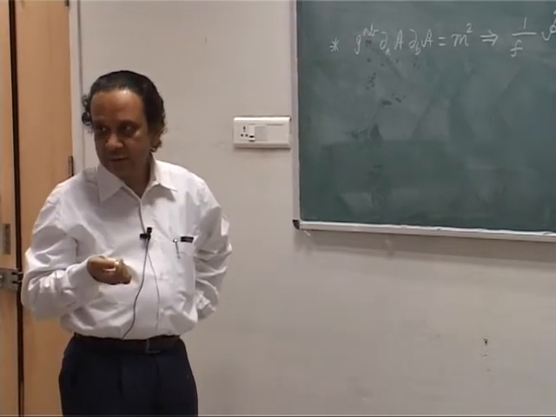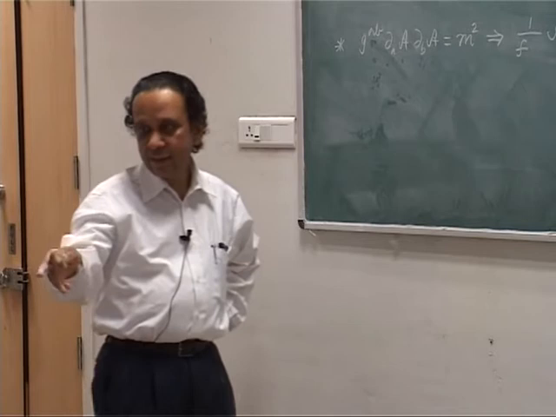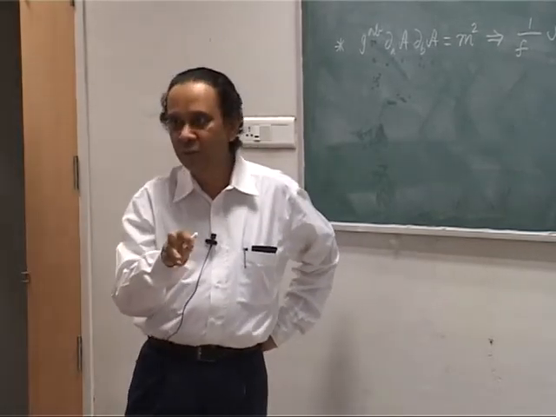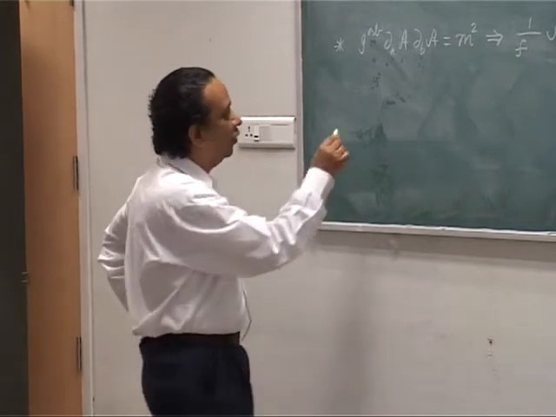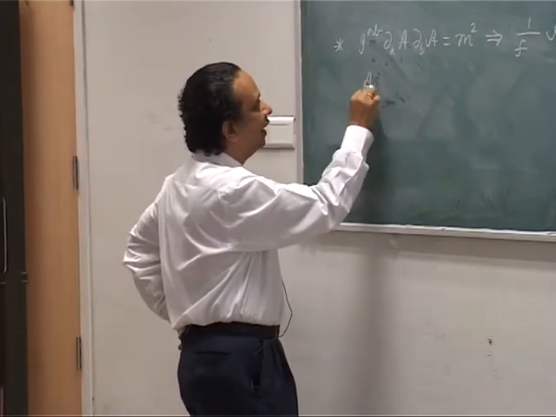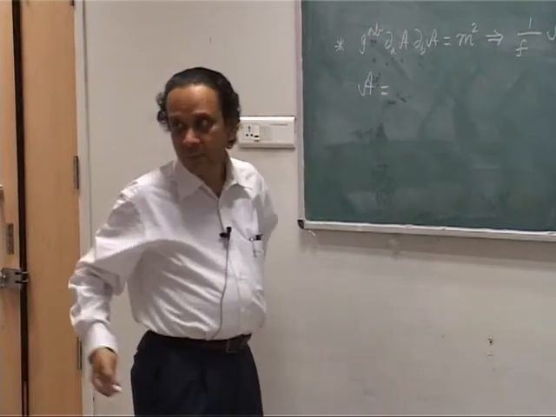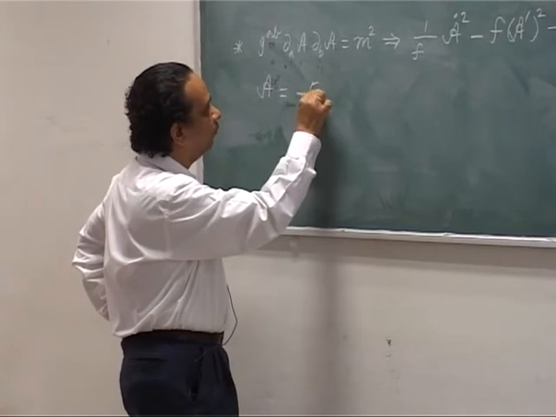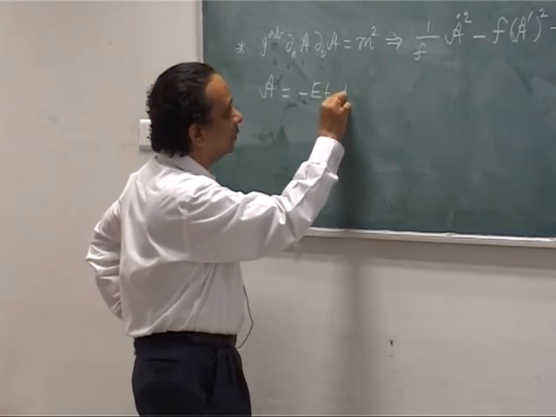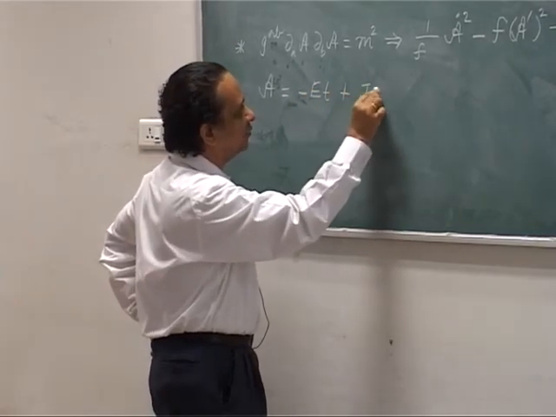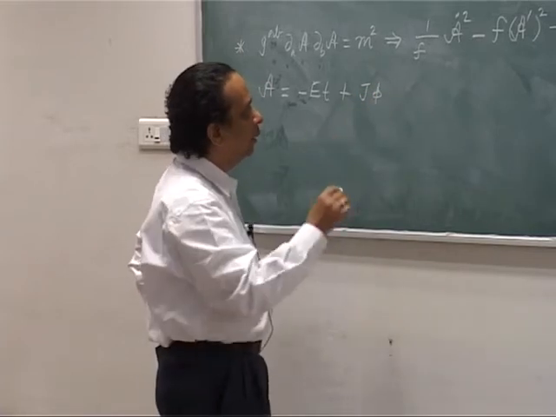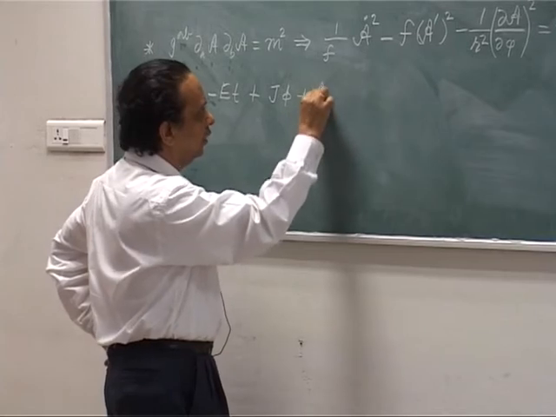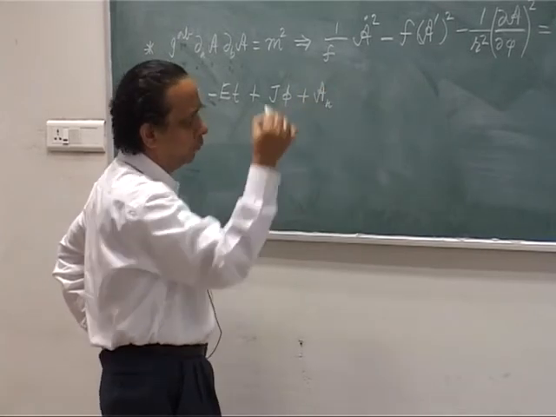Now, you want to solve this, and if you had at least by now done that last problem, you would know what is involved, because you solve it by assuming that this A is separable. So, you take it to be minus, let us say, E times t plus some angular momentum which I will call j times phi plus the radial part of the action, which I will write in the same form.